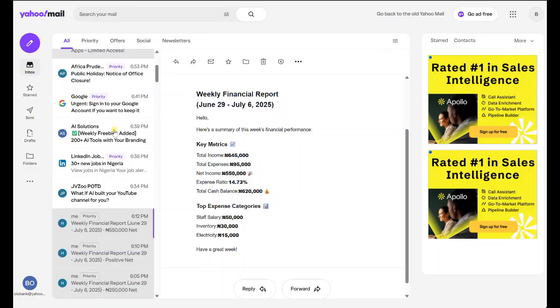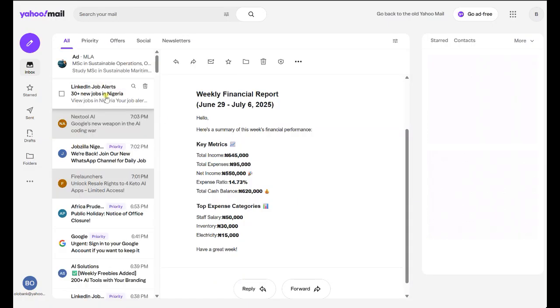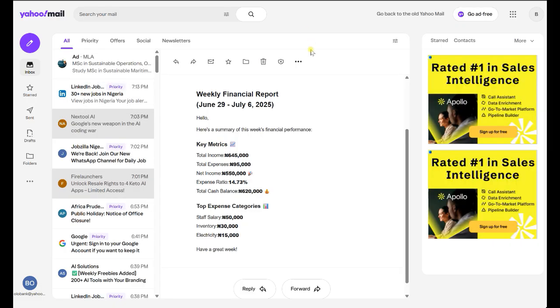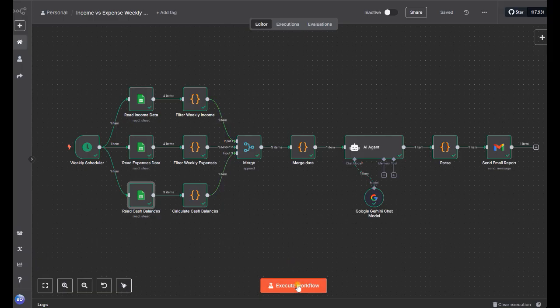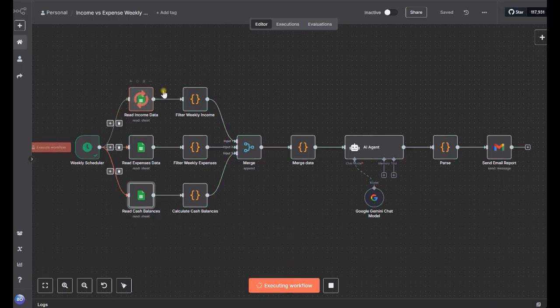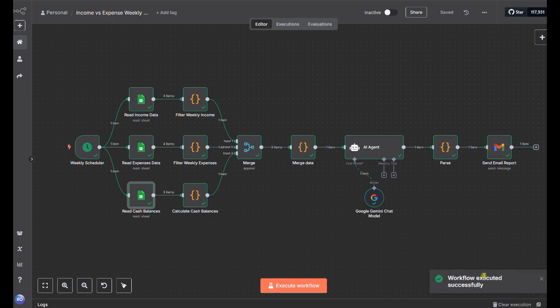And then now let's go to the email, see the last email we have, which is this from LinkedIn. So let's run it and see what it's going to look like. So it's executing, it's going through the income data, and then the filter will run through it, and thereafter it will go through the expense data and then the cash balances, and then it will run the whole system through the AI agent. It will pass the report together, and then send it to the designated email. So it could be your email, it could be your manager's email, depending on which level you are in the business that we are referring to. So that has been successfully executed.